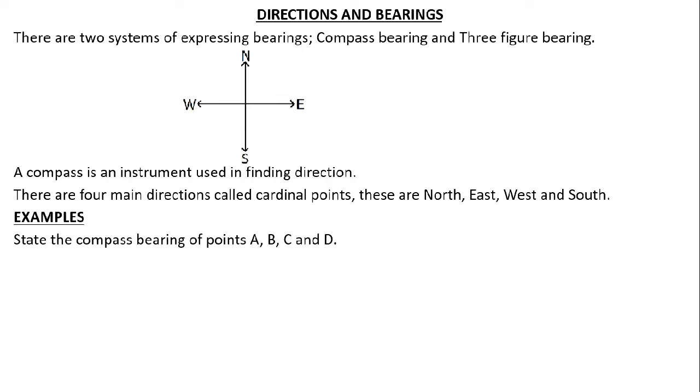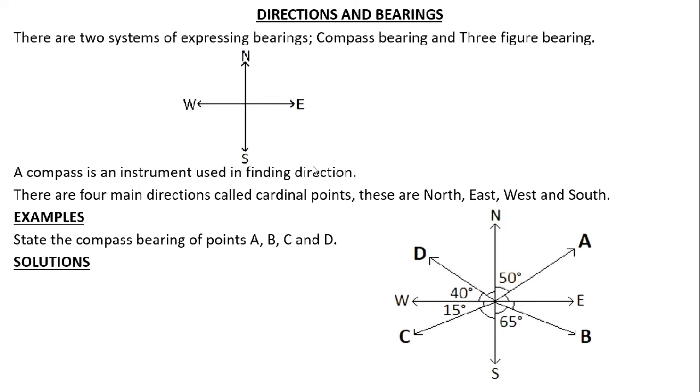Examples: state the compass bearing of points A, B, C, and D. So we have A, B, C, and D. Now, when you're looking at the compass bearing, a compass bearing has two reference points where you start measuring from, the north and from the south. So you cannot go beyond 90 degrees. When you reach east or west, you have to change your reference either on the northern or southern part.